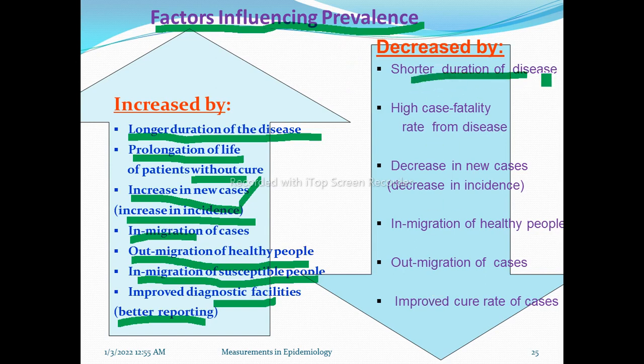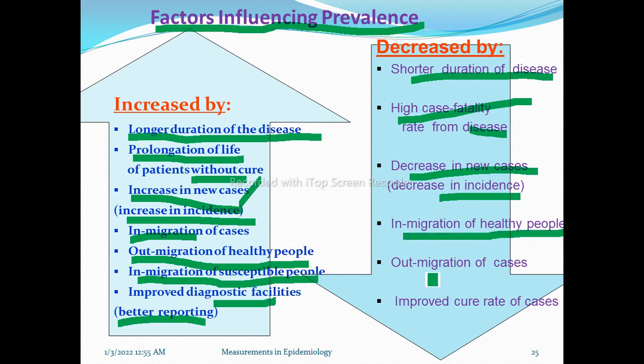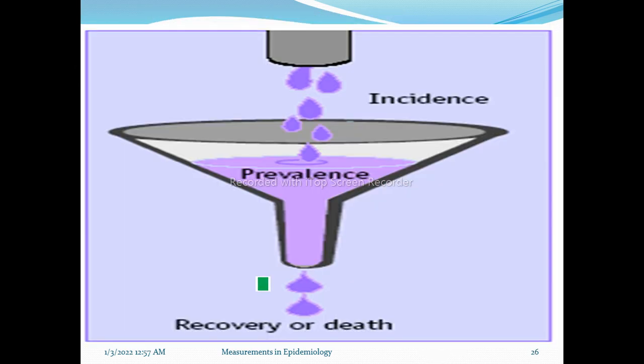So shorter duration of the disease decreases the prevalence, high case fatality rate decreases the prevalence, decrease in new cases or incidence, immigration of healthy people, out migration of cases, and improved cure rate of cases. These all decrease the prevalence rate. So all these are factors that influence the prevalence.